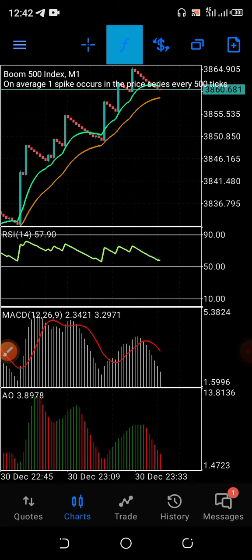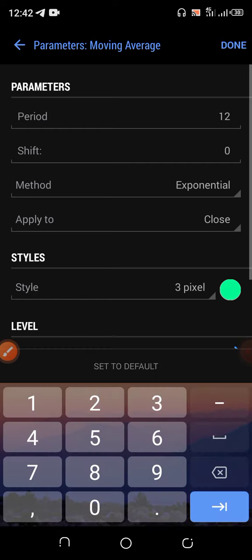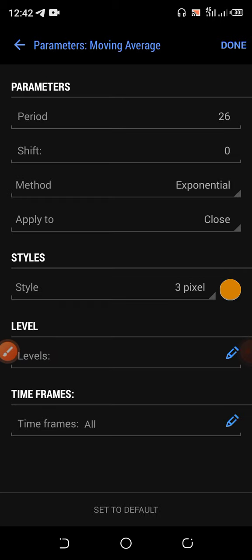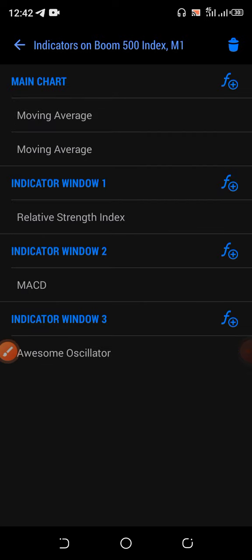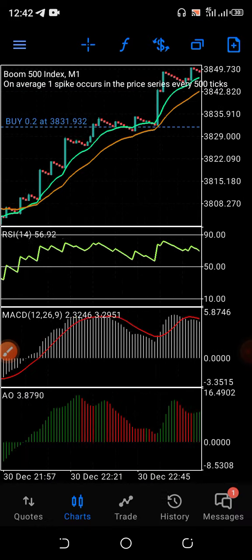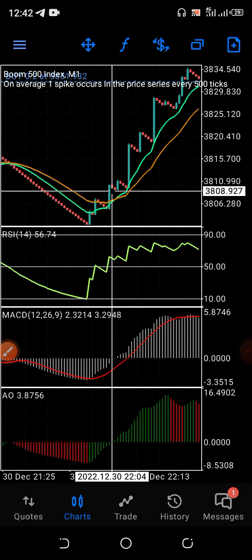Let me show you the indicators that I've used to do this. Number one is moving average 12. Number two is moving average 26, exponential. You choose any color of your choice. On the main chart, immediately the two lines cross together like this, either for spike or for scalping, they mean the same thing.